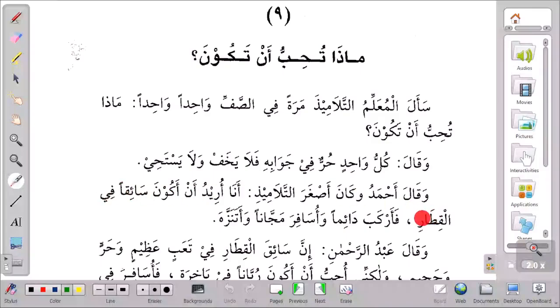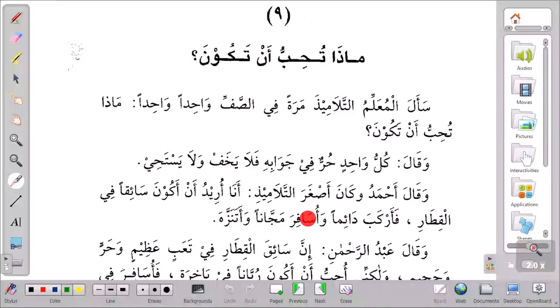Fil qitar, in the train. We have seen qitar previously, safar al qitar, you can remember. Fa'arkabu, so I'll be riding or boarding. Rakiba is to ride or to board. Yarkabu is the mudari form, so arkabu, I will ride. Da'iman, always.